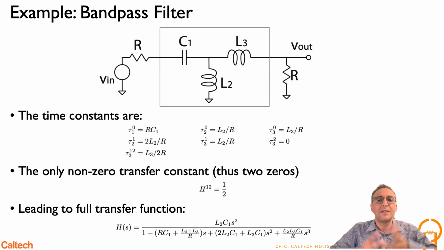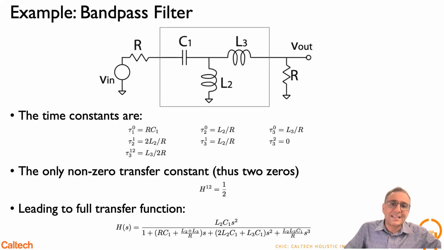So for example, let's say we are given this circuit with 3 energy storage elements, a bandpass filter, I'm just telling you up front, and we are trying to determine its transfer function exactly using the TTC. So the time constants are basically shown here. You can verify them yourself. So the first line is the 3 zero value time constants. Let me give you an example, like C1, the tau 1,0.